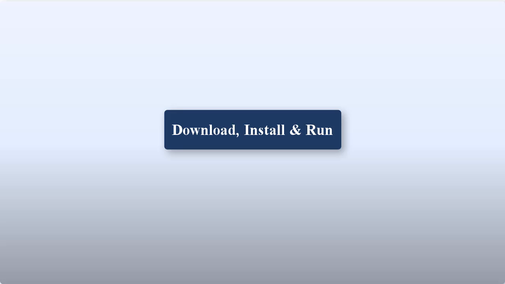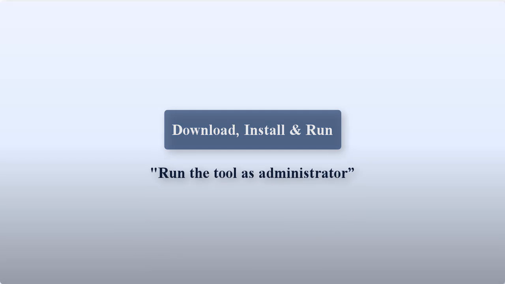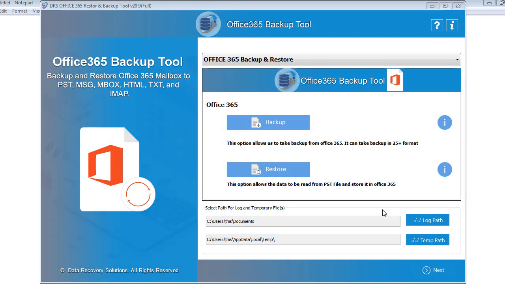Download, install and run. For better results, it is recommended to run the tool as administrator. The software opens with a user-friendly GUI. Here choose the Office 365 backup option to proceed with the backup process. Provide destination path and temporary path. Click the next button to proceed.